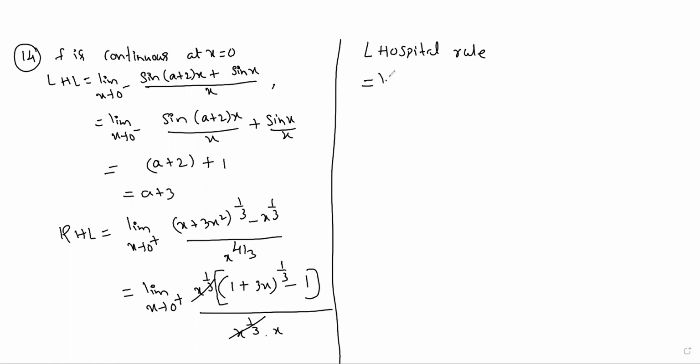Differentiate numerator and denominator separately, then substitute the limit. Now here, this is like the x power n formula. 1 by 3, (1 plus 3x) whole power 1 by 3 minus 1 is minus 2 by 3, into the inner function's derivative: 1 derivative 0, 3x derivative 3, minus 1 derivative 0, divided by x derivative 1. Now this 3 gets cancelled.